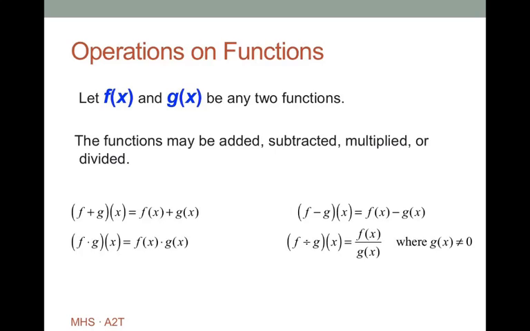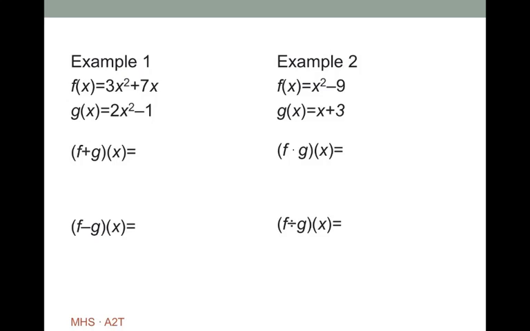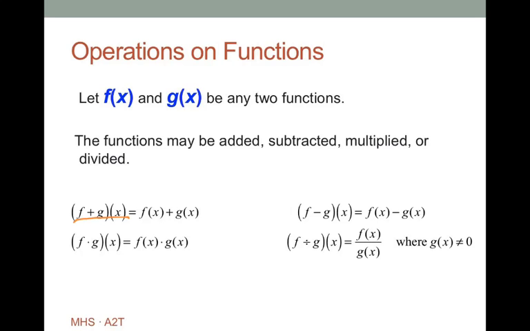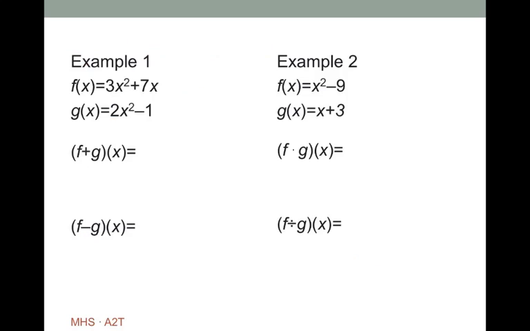We can add them, subtract them, multiply them, or divide them. So the first two you're looking at here are adding and multiplying, then subtracting and dividing. If we're going to add two functions, we just add the two functions together. We're going to multiply them, we just multiply the two separate functions together, etc. In the last case, you say where g of x is not equal to 0, because remember we can't divide by 0, so the function can't be equal to 0 in order to divide two functions.